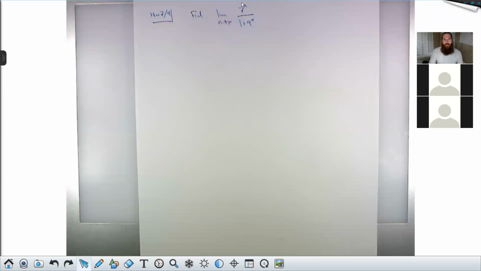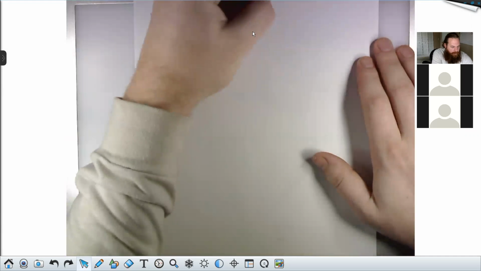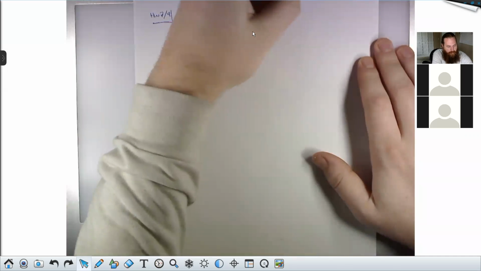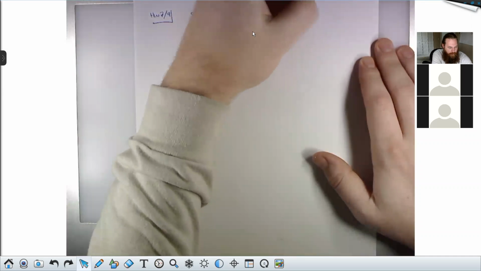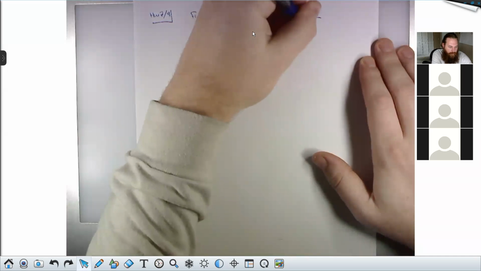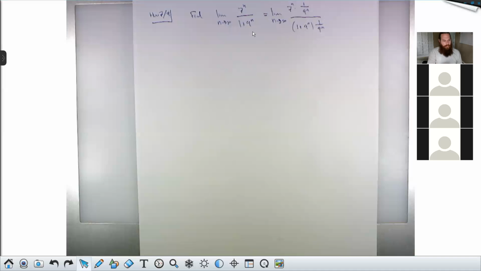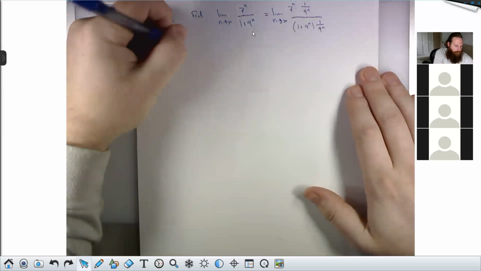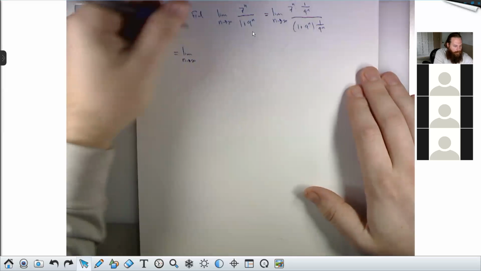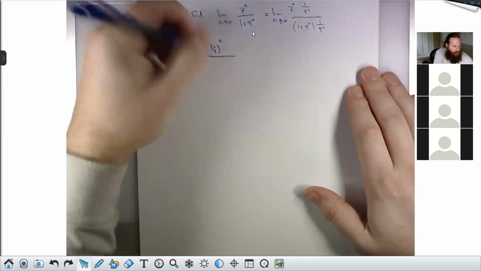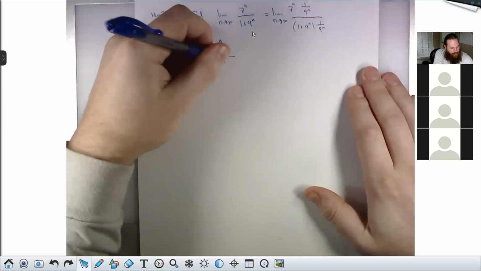Certainly 1 does not grow at all. 7 to the n grows pretty quick, but not quite as quick as 9 to the n, just because the base is larger. So if I divide top and bottom by 9 to the n, I'll have 7 to the n times 1 over 9 to the n divided by 1 plus 9 to the n times 1 over 9 to the n, like this. My numerator becomes (7/9) to the n, and my denominator becomes 1 over 9 to the n plus 1.